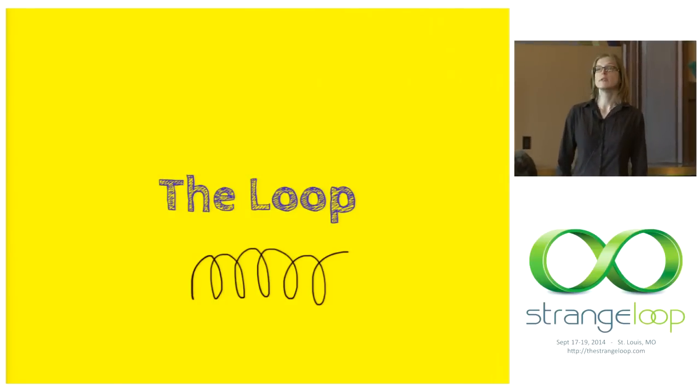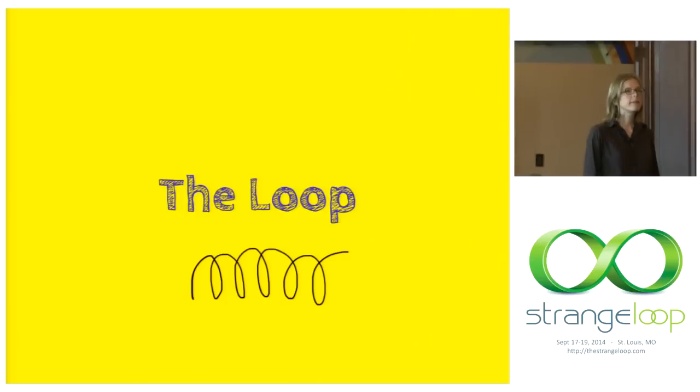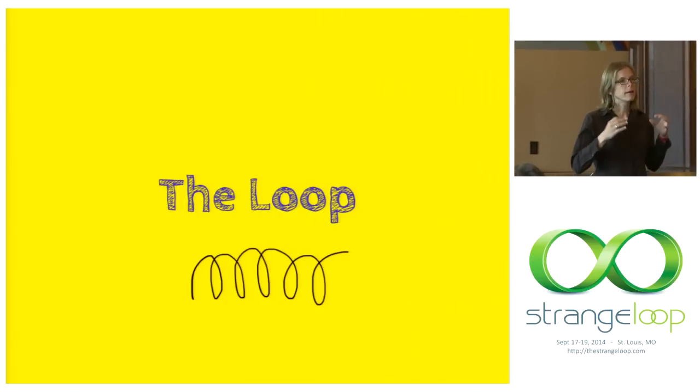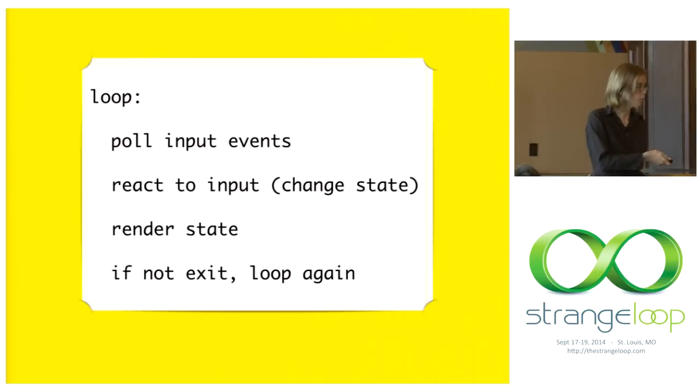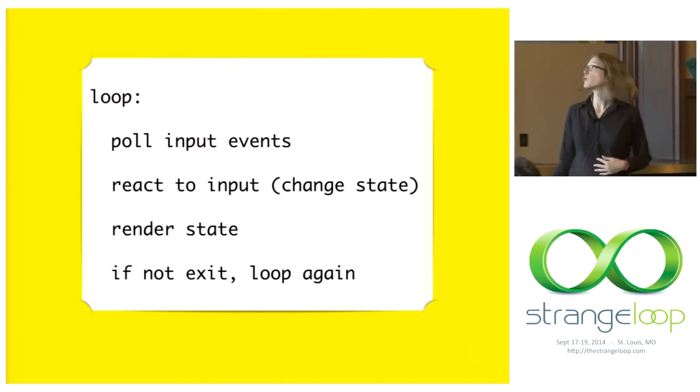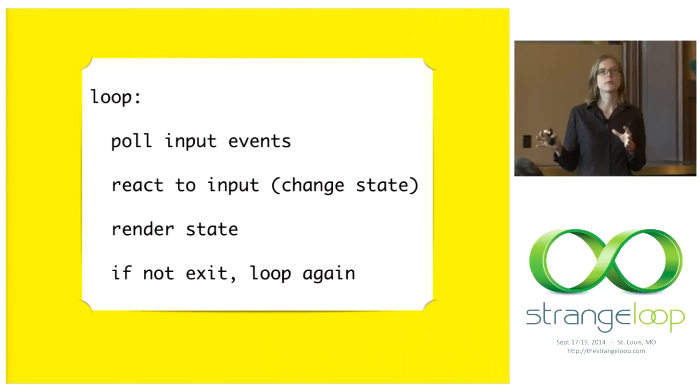Because to do anything, you need the loop. So in any sort of real-time system, you have basically a loop. The pseudocode could go like this: poll input events, react to input and change state, render state, and if you don't exit, loop again. Nothing new there.